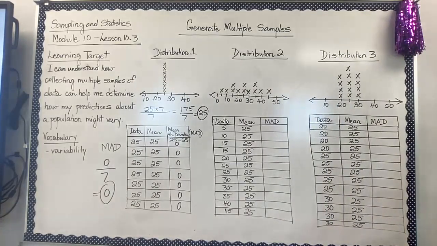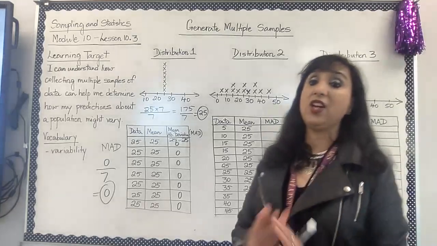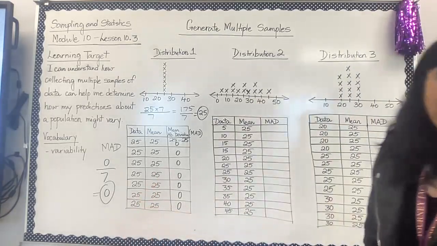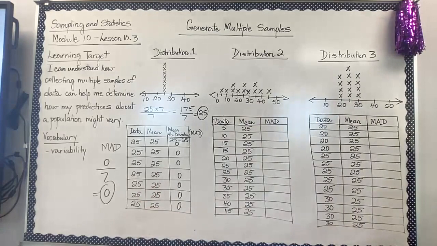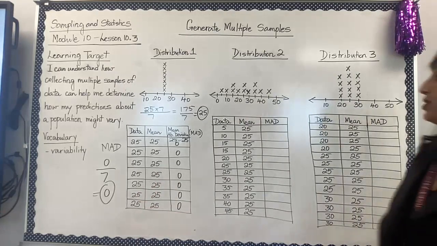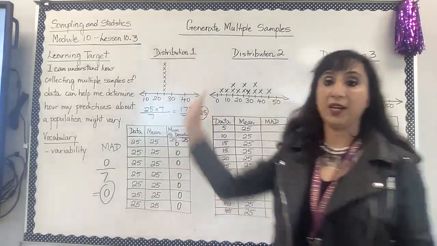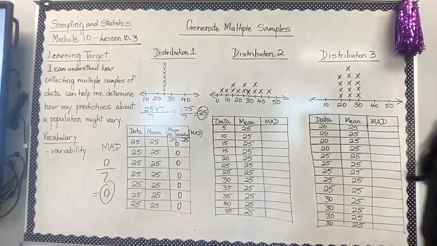Because the mean absolute deviation is 0, the distribution has absolutely no variability. Okay, and you can visually see this on the graph, because the data values do not vary. All right, so this is my first distribution.